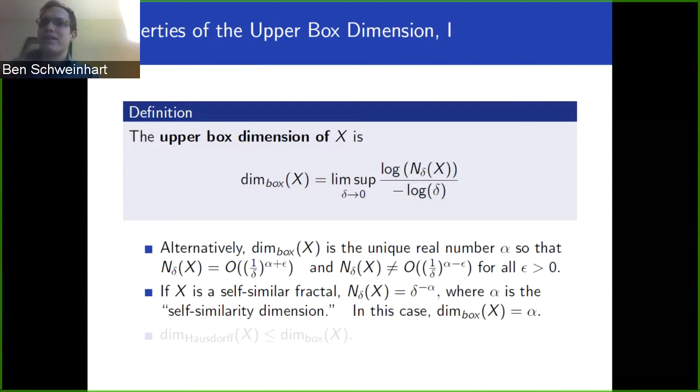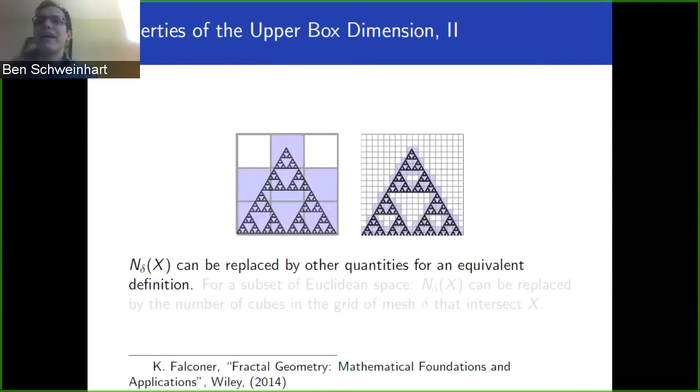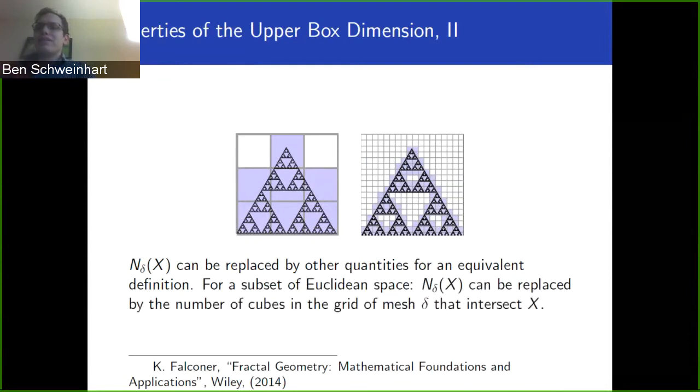And just to say that the Hausdorff dimension is another fractal dimension; it agrees with the box dimension in many cases, and in general we have this inequality. Okay, and I just wanted to say that N_delta(X) can be replaced by other equivalent quantities. For example, the number of cubes in the grid of mesh delta that intersect X, for a subset of Euclidean space, gives an equivalent definition. We're going to be using this version of the definition for the lower bound and the one in terms of disjoint balls for the upper bound. Okay.